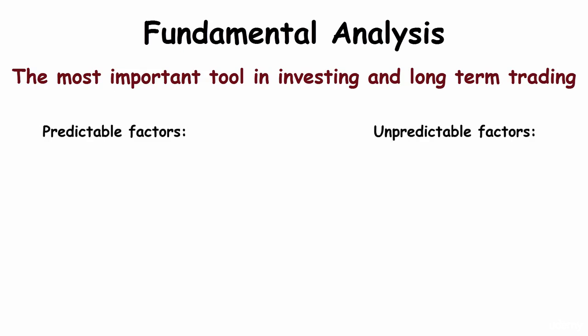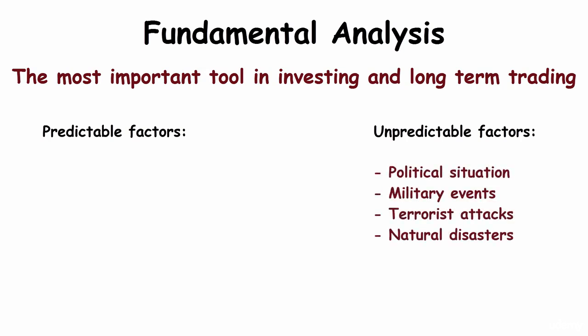Unpredictable factors are factors which have a fast and great impact on the movement of the currency pairs. Among these factors, we can cite the political situation, military events, terrorist attacks, natural disasters such as earthquakes, floods, fire, tsunami, and others. Factors that cannot be predicted are characterized by the inability to define the time of their occurrence and also the degree of their influence.